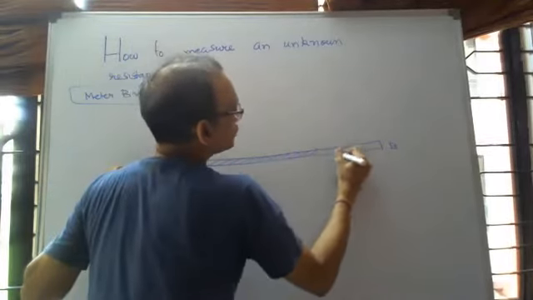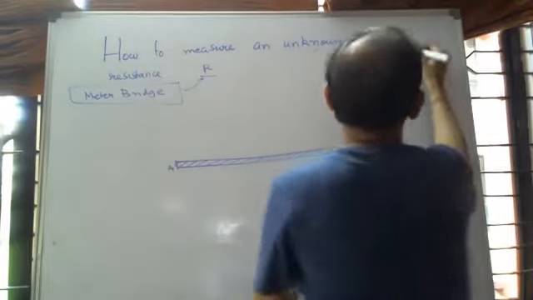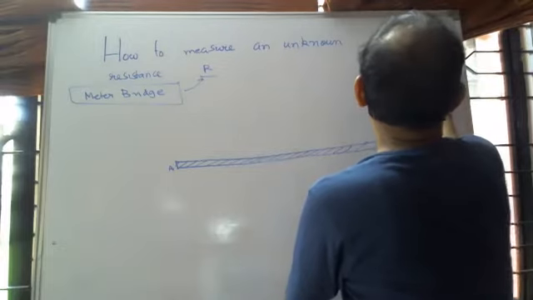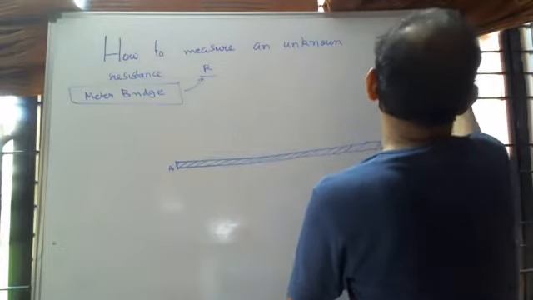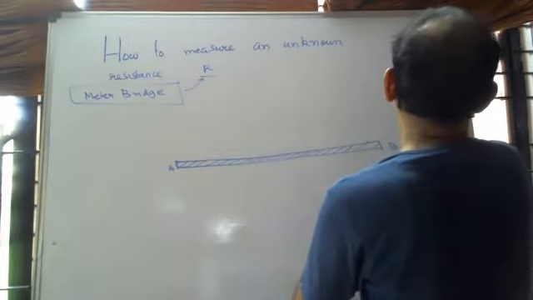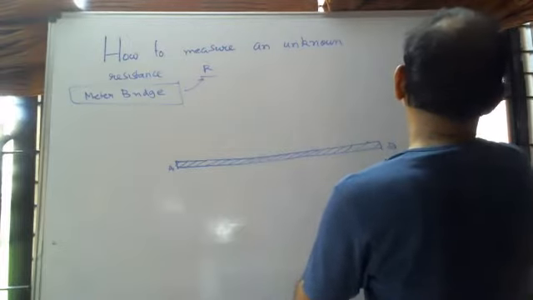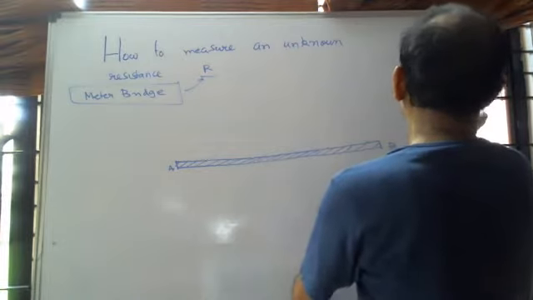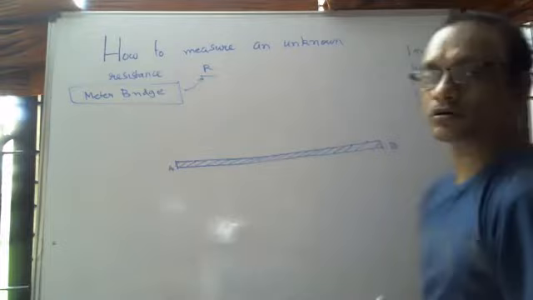And this time I need one meter long uniform wire, with uniform area of cross section. Wire AB, uniform wire AB, 1 meter long.